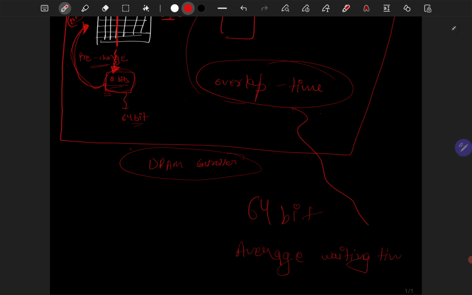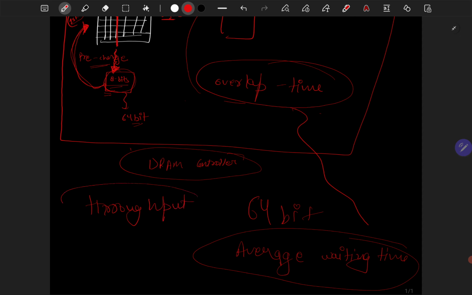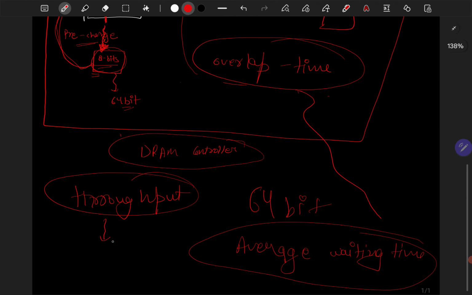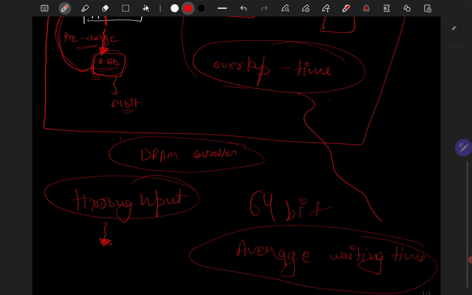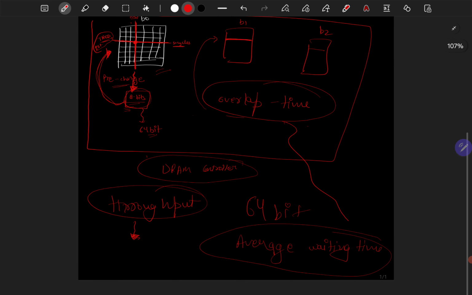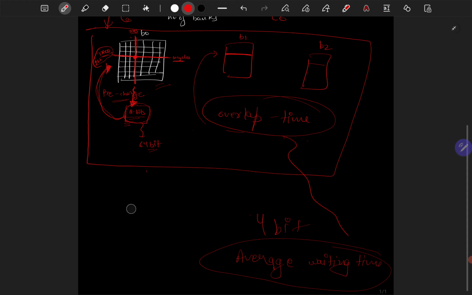So this actually helps in reducing the overall average waiting time, and our latency gets reduced and my throughput becomes more, because more requests are getting served in the same amount of time. Let's say there are more banks, which will ultimately mean there can be more throughput. But one thing to be noted is that when the data is being transferred from the channel, no other bank can send the data because the data bus is occupied by this particular bank.